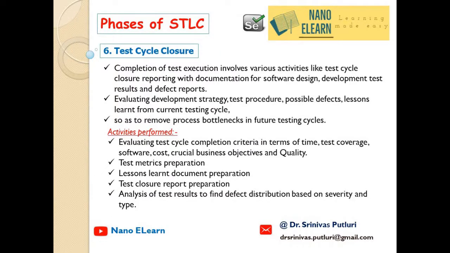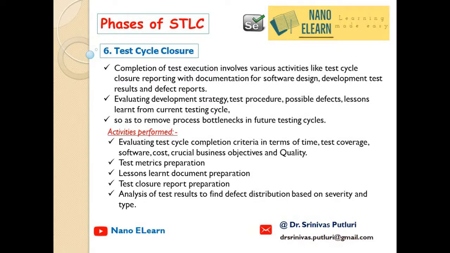The last phase of STLC process is test cycle closure. It involves completion of test execution and also various activities that are involved here are test cycle closure reporting with documentation for software design, development, test results, and also defect reports. Also involves evaluating the development strategy, test procedure, identifying the possible defects and documenting them, and lessons learned from the current testing cycle. It helps to remove the process bottlenecks in future testing cycles.